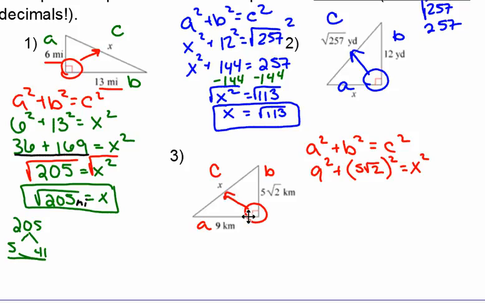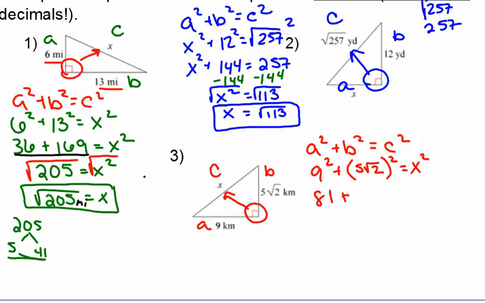So remember, if you switched your a and your b values, it's okay. The key here is you have to identify that hypotenuse. If your hypotenuse is incorrect, your whole equation is set up incorrectly and you get the wrong answer. So make sure your c is correct. A and b can be interchangeable. So we know 9 squared gives us 81, plus we have 5 times the square root of 2 squared.